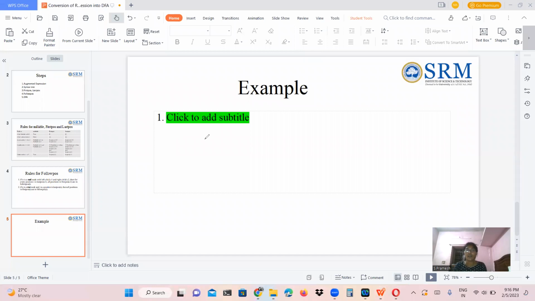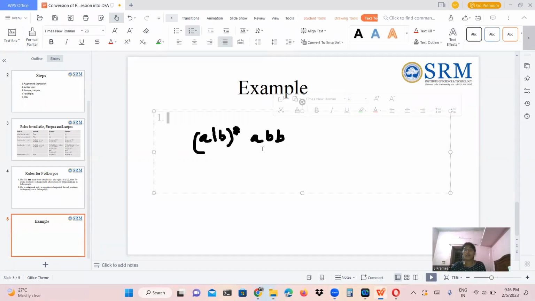For example, take (A or B) the whole star, followed by ABB. This is my expression. In this expression, the first step of our problem is to convert the given expression into an augmented expression. It's very simple: wherever we have concatenation or a symbol, we have to properly update it.